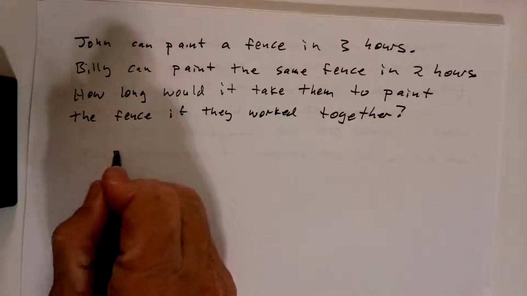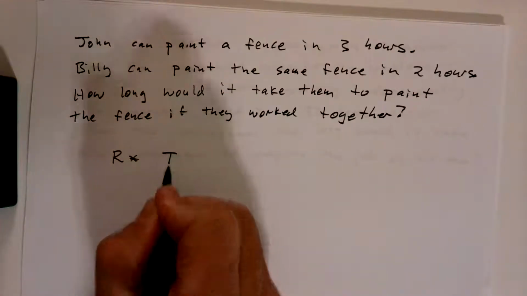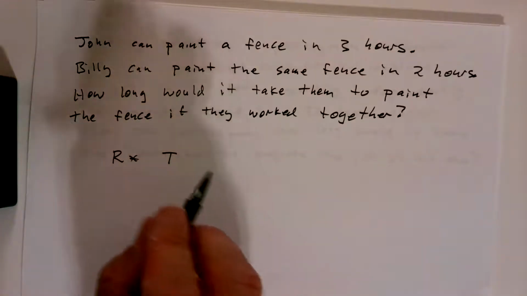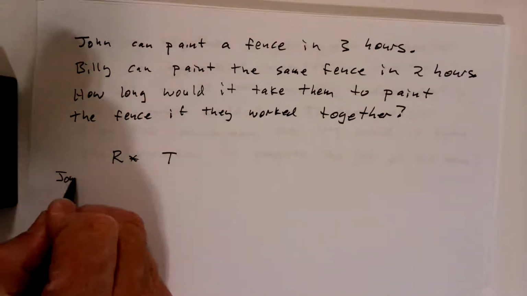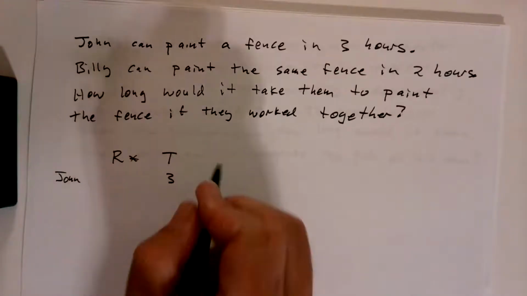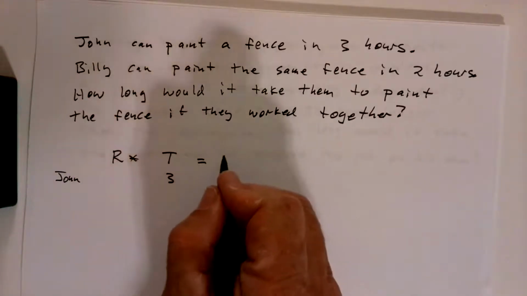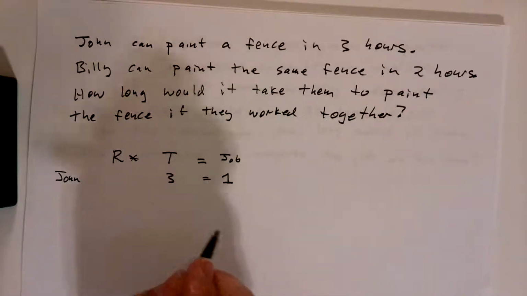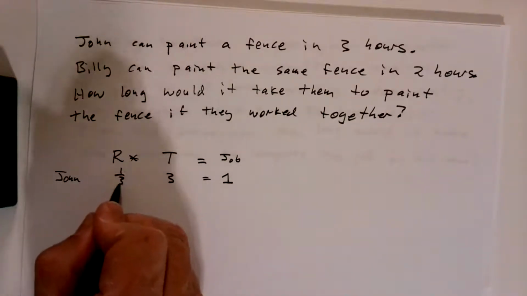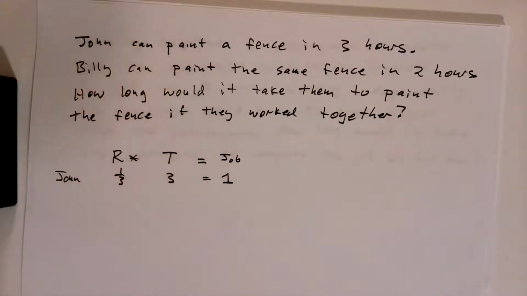So we have their rate times their amount of time. So in this case, John can paint the fence in 3 hours. So he paints the fence in 3 hours. Rate times time equals what? In this case, it equals jobs. He gets one job done in 3 hours, which means his rate would be 1/3 of a job, right? So he does 1/3 of a job per hour, times 3 hours to finish one job.